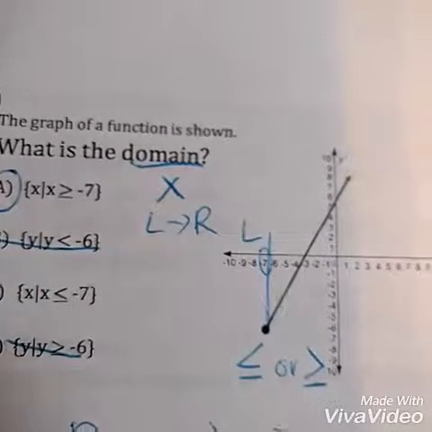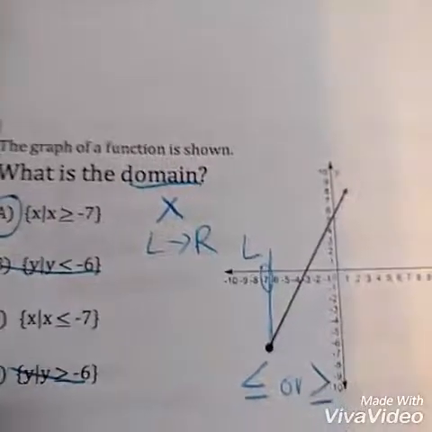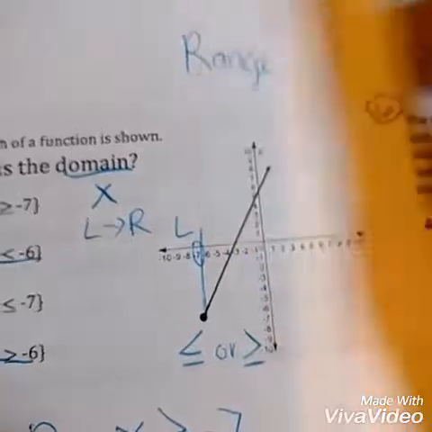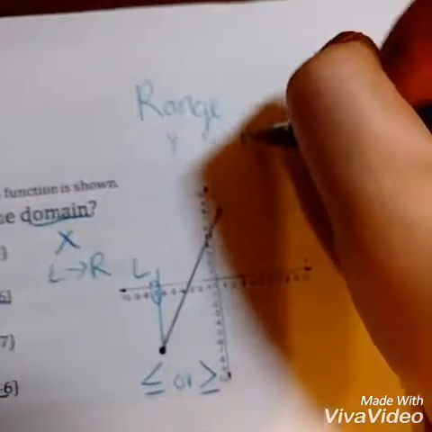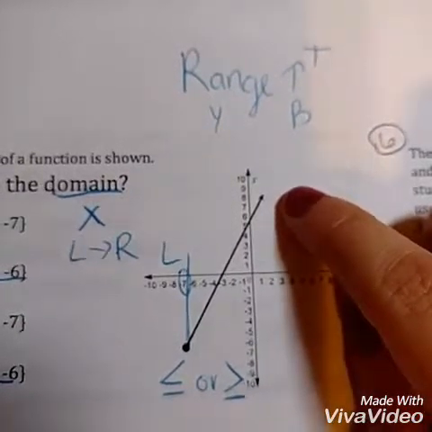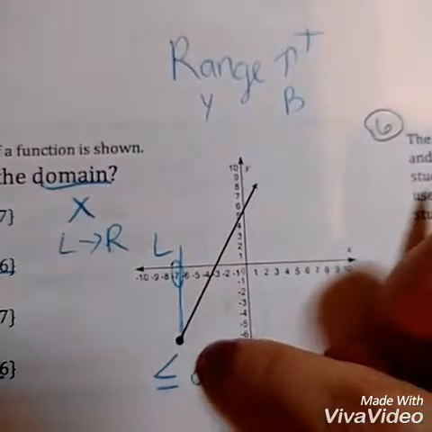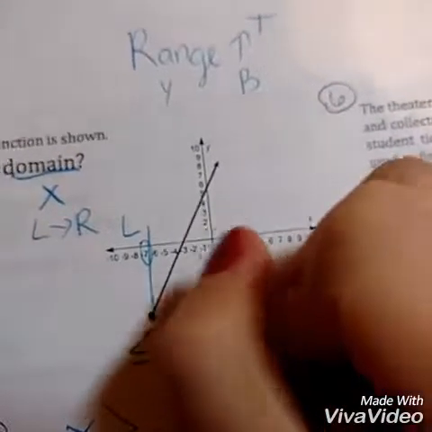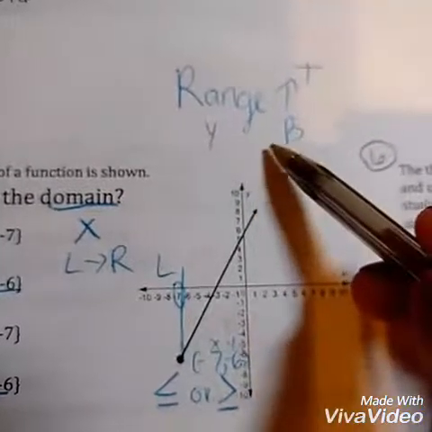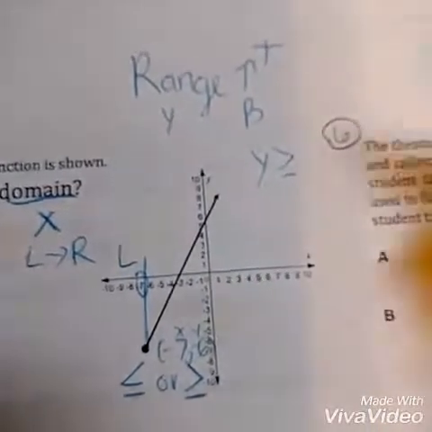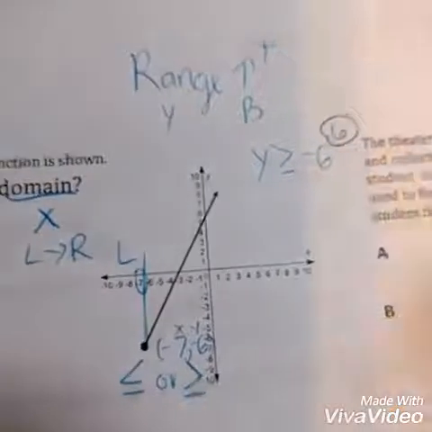In case they ask for the range, then range means Y, and we're going to take a look from the bottom to top. If this one is pointing up to the top, that means it's greater than whatever value is right here. The point I can write is negative 7, negative 6. Label X, label Y. So if they ask for the range, it's going to be Y greater than or equal to negative 6.